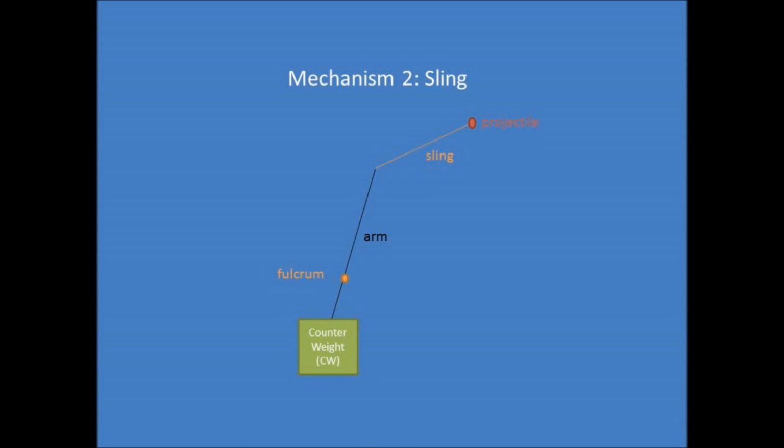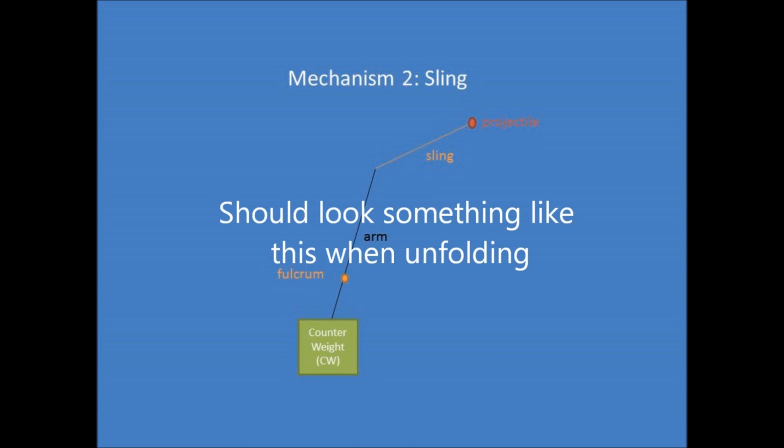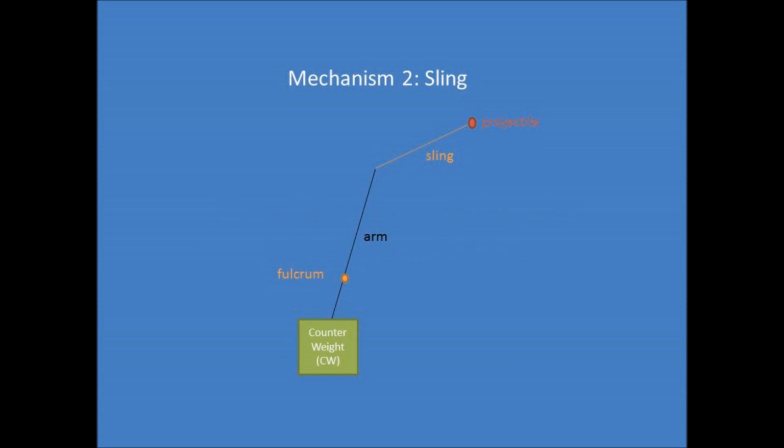This is why you need a well-implemented sling. It's easy to assume that a sling is just a convenient release mechanism. In reality, it plays a major role in energy transfer and can determine whether or not you have an efficient trebuchet. Just watch this example.